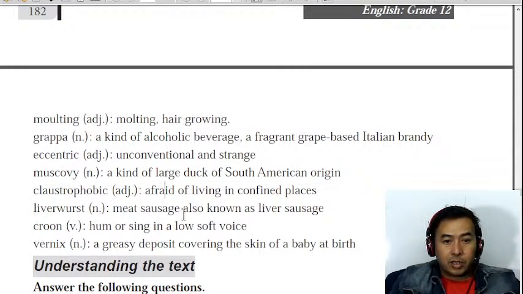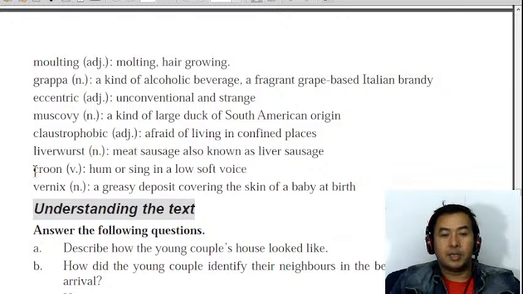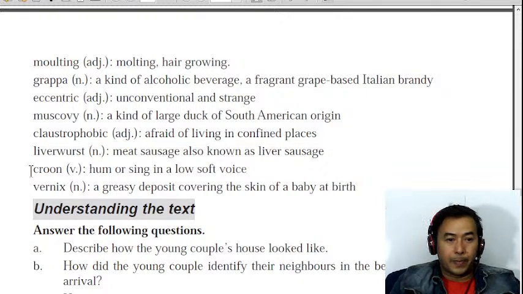Liverwort, meat sauces, also known as liver sauces. So it's sauces, liver sauces. Let's say croon: hum or sing in a low voice. Who was doing this one? The midwife, so that she could soothe or give some support to the pregnant woman. Then we do have vernix, a greasy deposit covering the skin of a baby at birth.